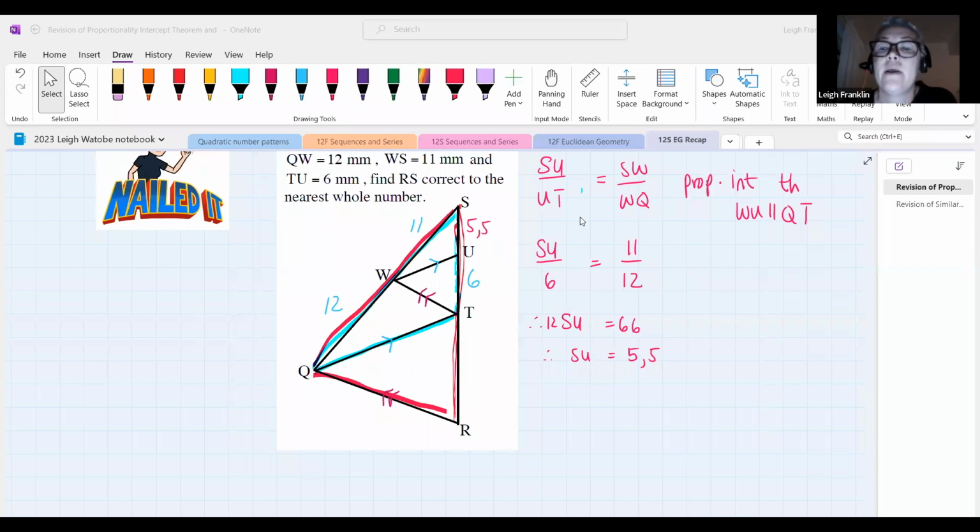Yes, they said a whole number, correct. So that's RS. We're going to keep our decimal places until the end. That's only SU that we found. You're going to see what we do at the end. We will end up with a whole number, I promise. Anybody want to help me with TR? How would I work out what TR is?